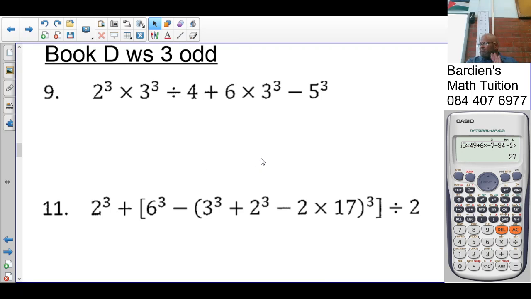Alright, let's do number 9. What do you guys get for number 9? 211. Number 11? Anybody got the answer for number 11? Not yet. Okay, so I'm going to give you a chance to do that quickly. The numbers you're working with are large. So I'll give you a chance.